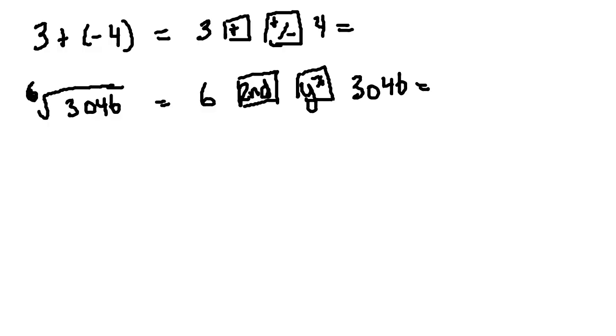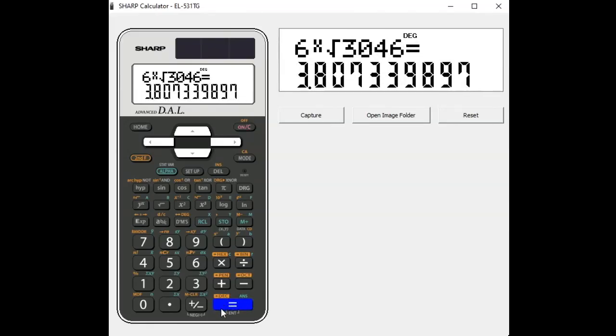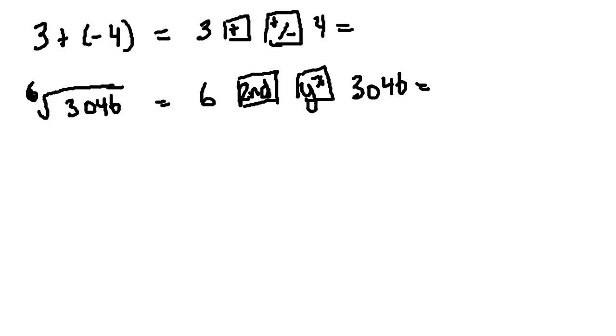Okay, let's go back to the calculator. To do this one, we're going to hit the 6, second function, root, and then 3046 equals, and that'll give me the answer of 3.807, so 3.81 if you wanted to round to 2 decimal places. So again, the second function gets you anything in orange. Okay, let's go back to the whiteboard.